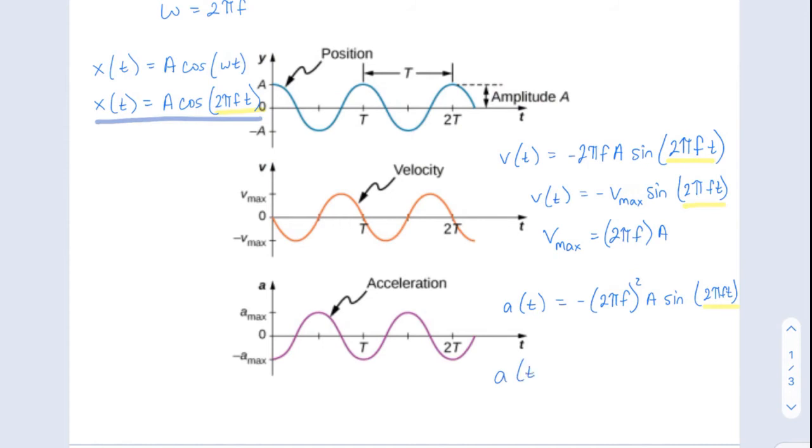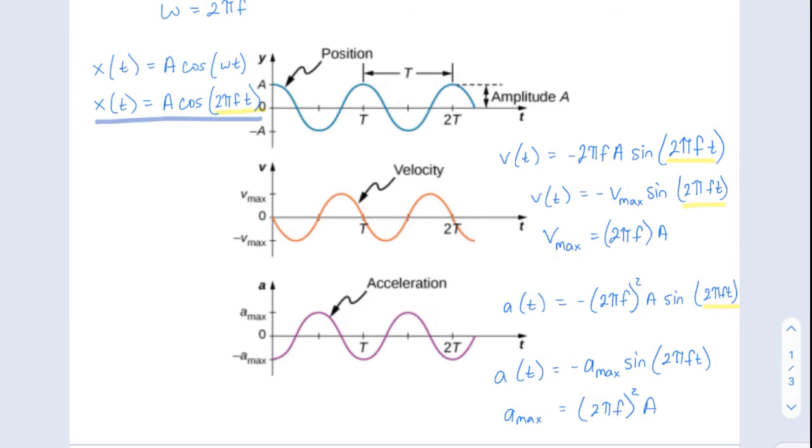You could say that a(t) is equal to negative a max times sine of 2 pi f t, where a max is going to equal this 2 pi f quantity squared times A. Again, I don't expect you to memorize these equations, but I expect you to be able to refer to them and to use them.